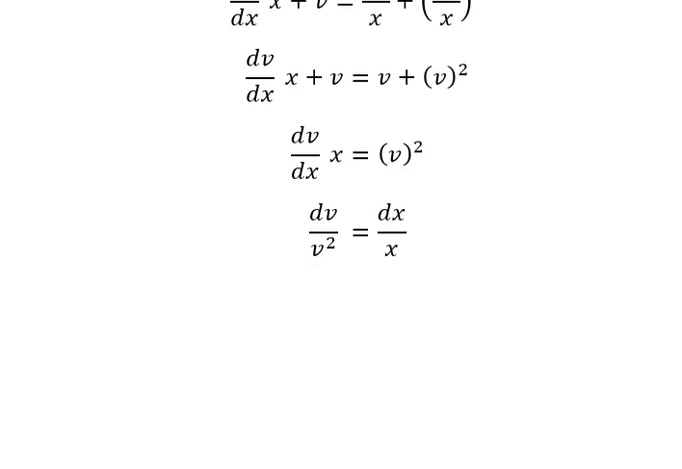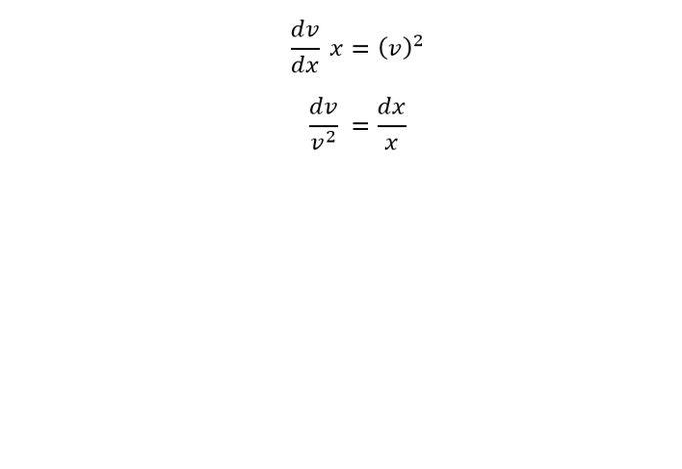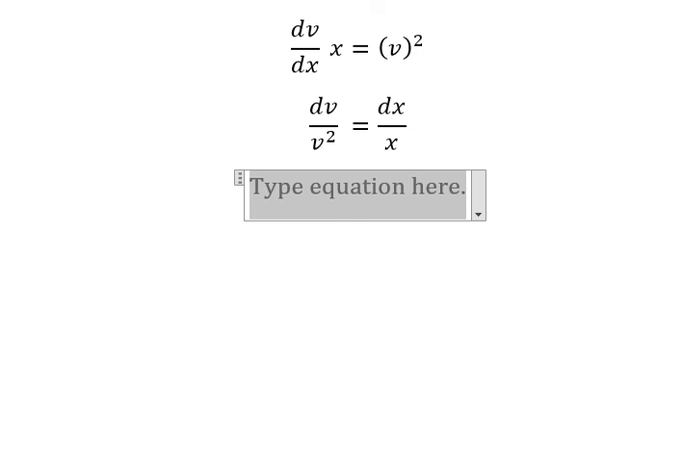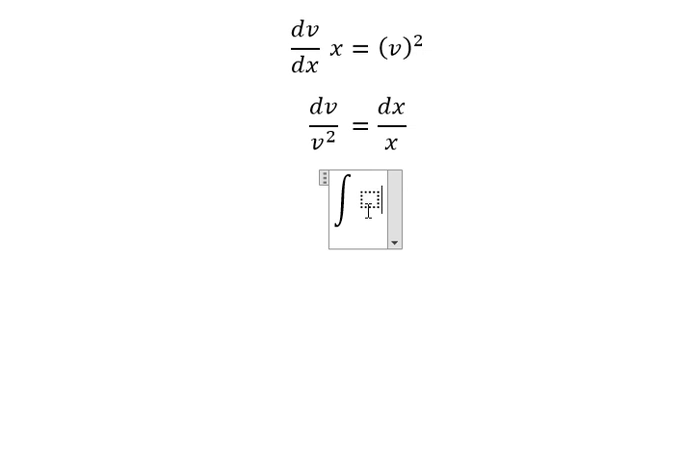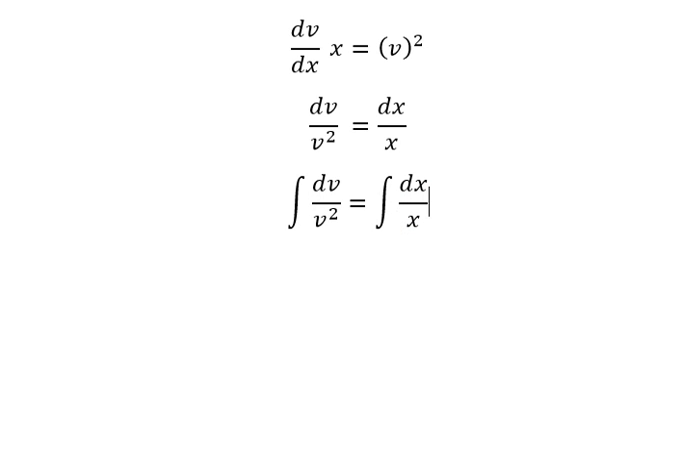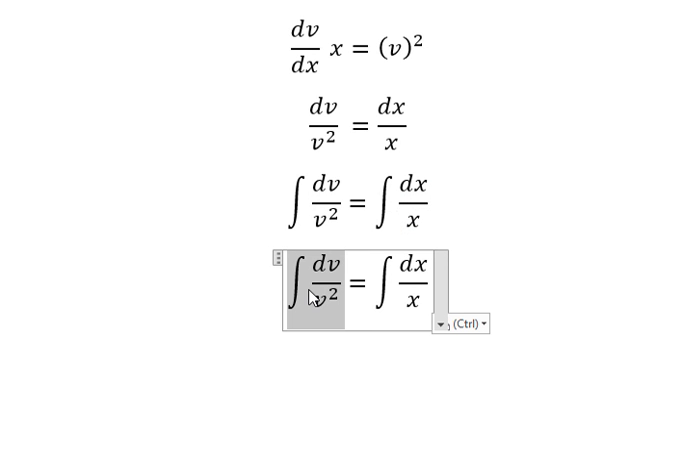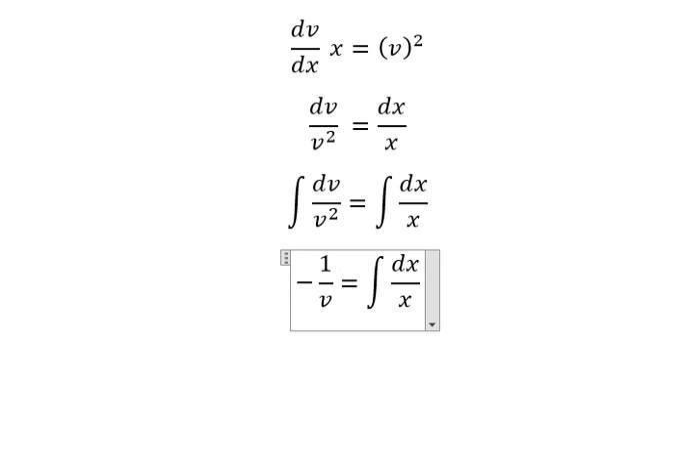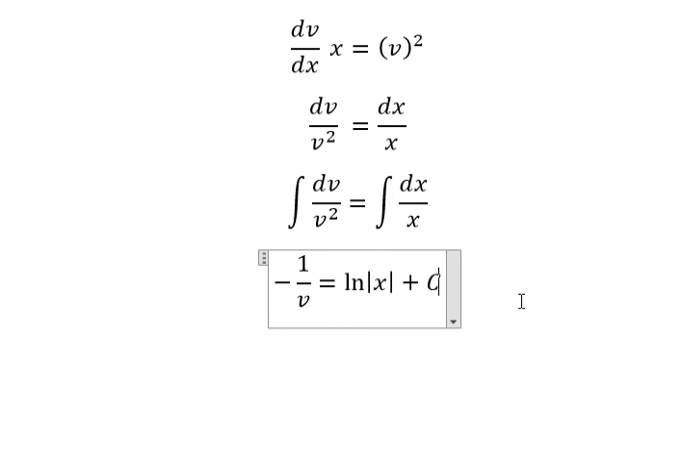Next, we need to integrate both sides. So the integration of this one, we have negative 1 over v. So the integration of this one, we have ln of the absolute value of x, and I will put c.